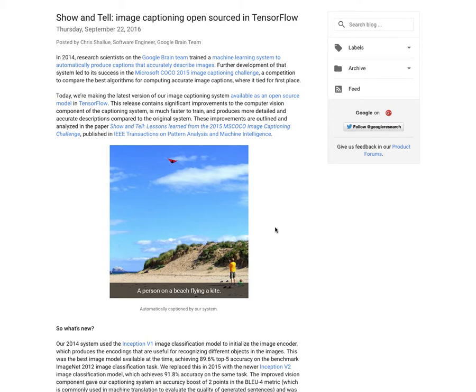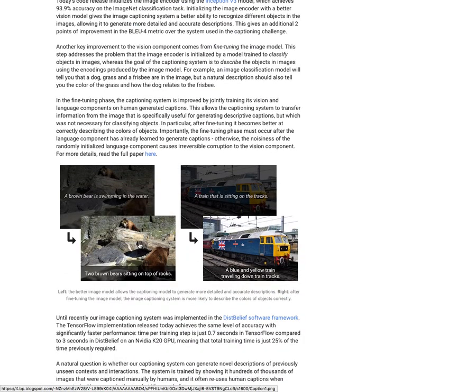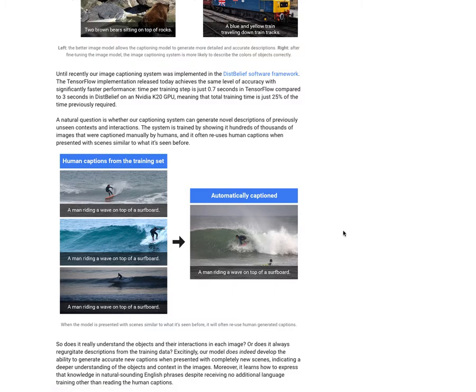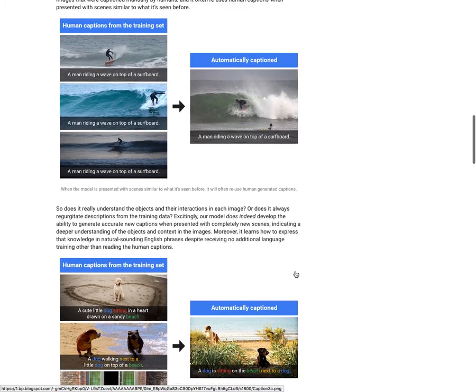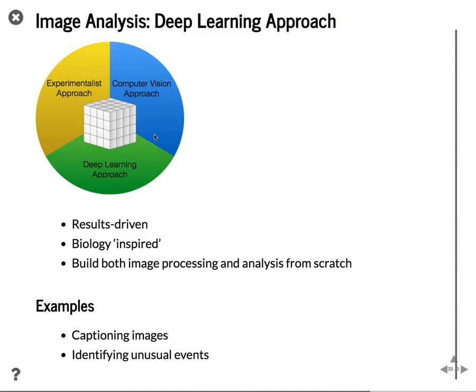And that would cover exactly one sentence, where this is able to handle "two brown bears sitting on top of rocks," "a blue and yellow train traveling down train tracks," and an absurdly large number of different situations that you'd have to be able to handle. Even here, "a man riding a wave on top of a surfboard," where with waves you'd have to handle different illuminations, an unbelievably large number of problems. You couldn't take the experimentalist or even the computer vision approach because there are way too many things you'd have to do.